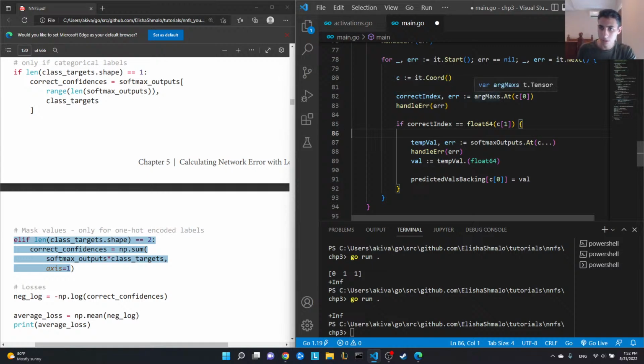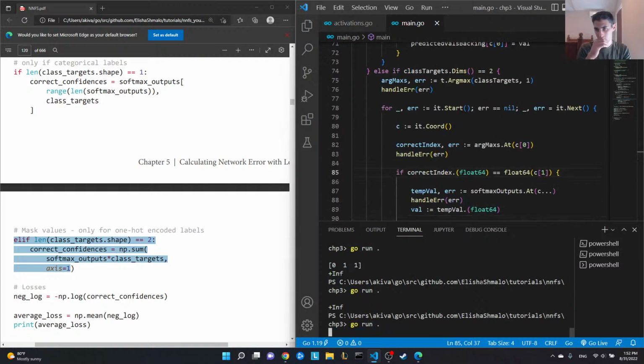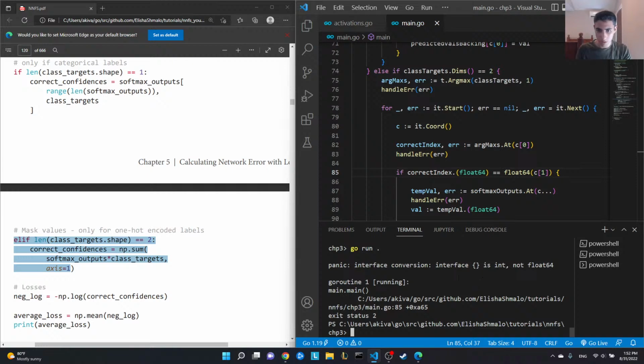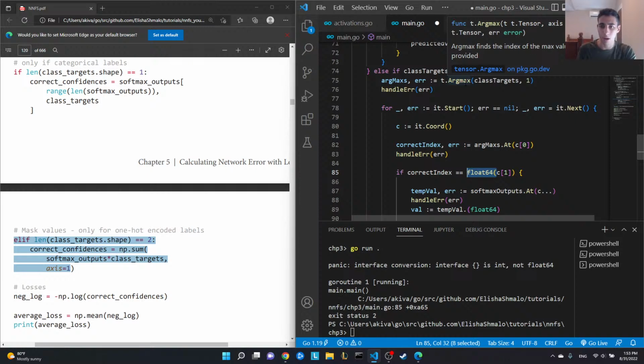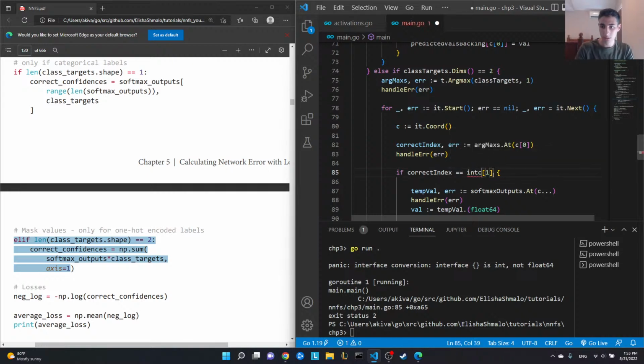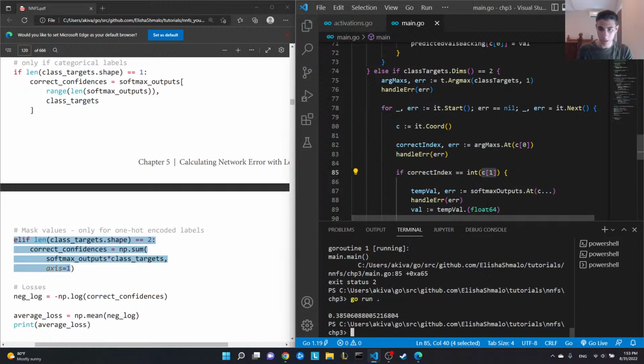Correct index colon equals argmaxes dot at index 0. If correct index dot float64. Is that the issue? Interface is int, not float64. In this case it's returning a tensor with the type of int, which means that this is a float64, which means it's never getting shown as true. So if I changed this to an int, then this would work, I imagine. Go run. Right, okay, so that works.